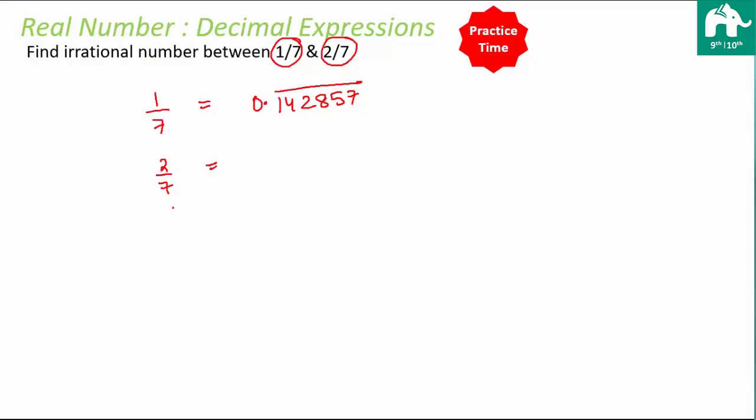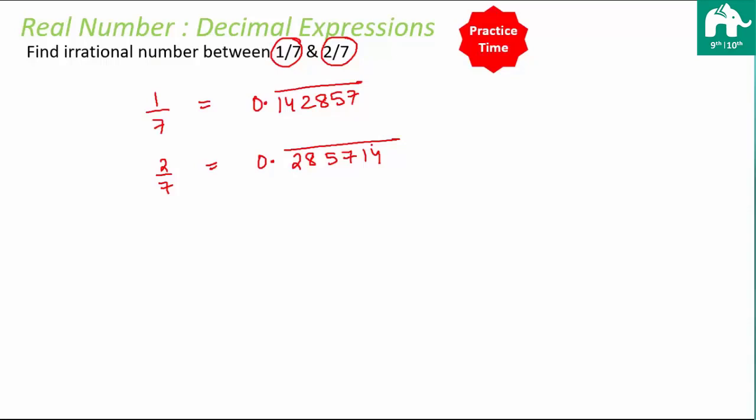And what is 2 by 7? Okay, another interesting thing. Now you do not need to divide this entire 2 by 7 thing. So if 1 by 7 is this, then 2 by 7 will be 2 times of this. So you can simply multiply this by 2. So you will get 0.285714 bar, right? So now we have these two numbers in their decimal form. Now we have to find numbers between these two numbers. There will be infinite irrational numbers between them. So what do we need to do? We need to find any number that is non-repeating, non-terminating between these two numbers.